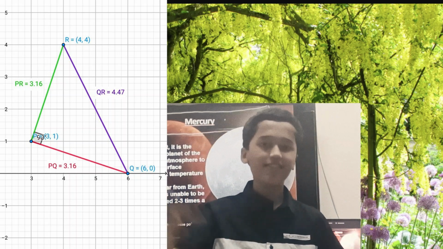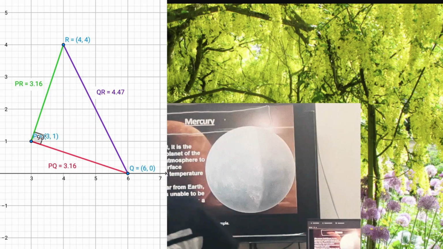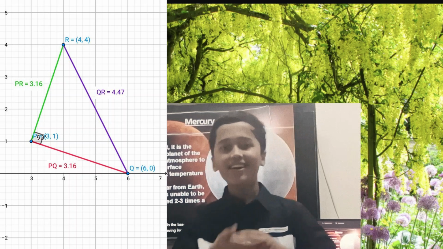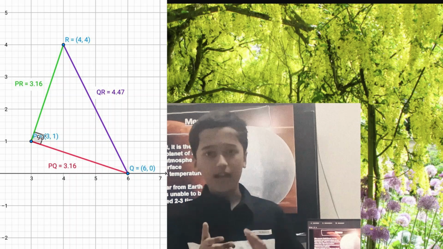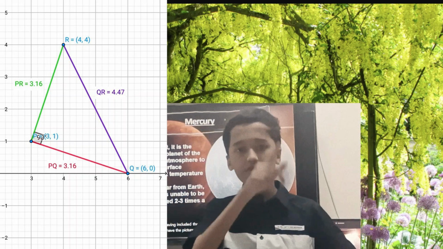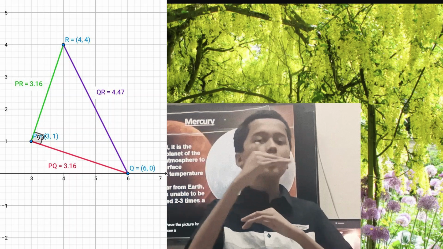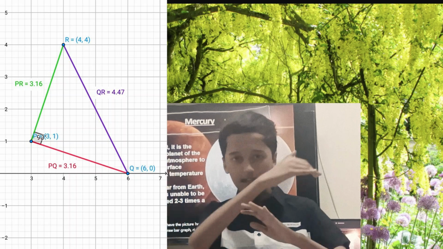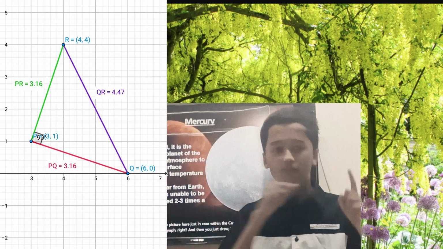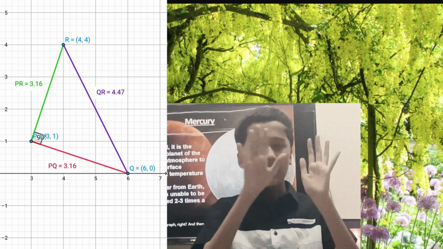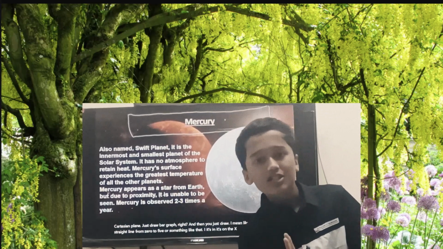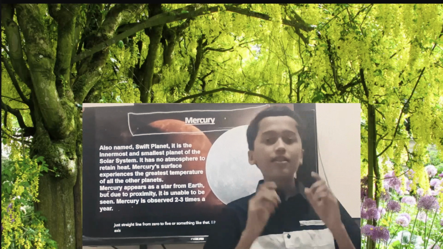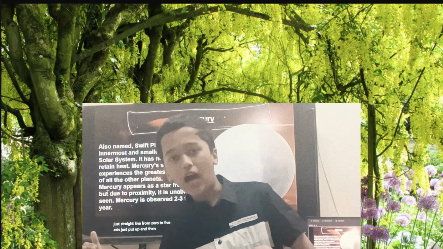Already I have included the graph, so no need. And why didn't you remind me of this? Okay, so you have the picture over here. In this case, the Cartesian plane, but no need for a Cartesian plane. Just draw a bar graph, right? And then you just draw a straight line from 0 to 5 or something like that. It's on the x-axis, and on the y-axis, just put up, and then after that, just draw a hypotenuse.